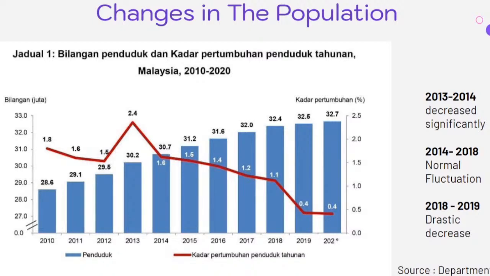Next, in 2020, the population growth rate is expected to remain at 0.4% and the population will increase to 32.7 million people.